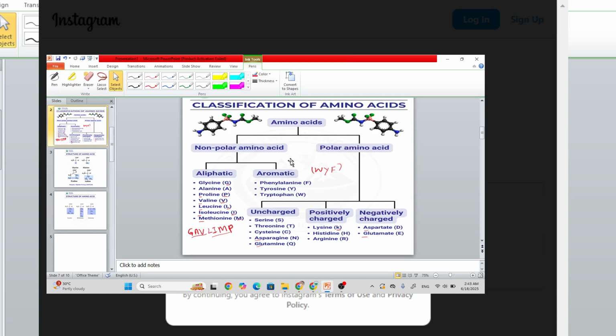Polar uncharged contains serine, threonine, cysteine, asparagine and glutamine. Positively charged contains lysine, histidine, arginine. Negatively charged contains aspartate and glutamate. Single letter abbreviations: serine S, T for threonine, cysteine for C, asparagine for N, glutamine for Q. Lysine for K, histidine for H, arginine for R. Aspartate is D and glutamate is E.